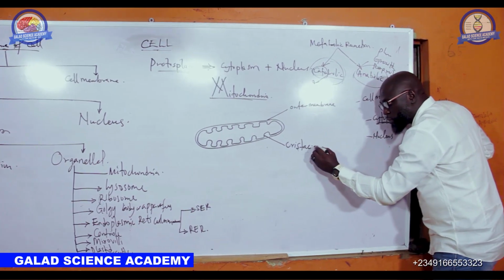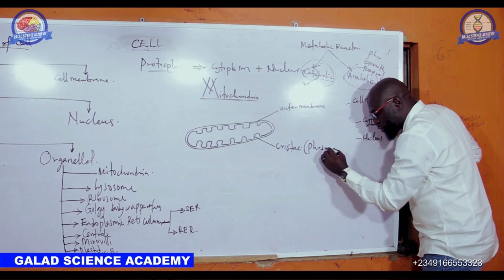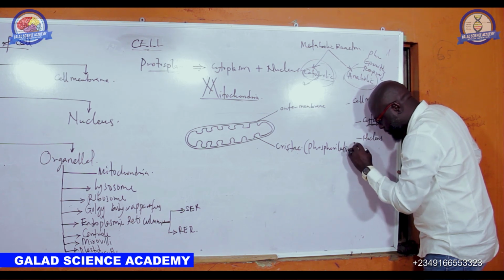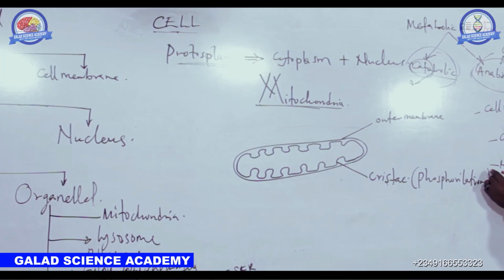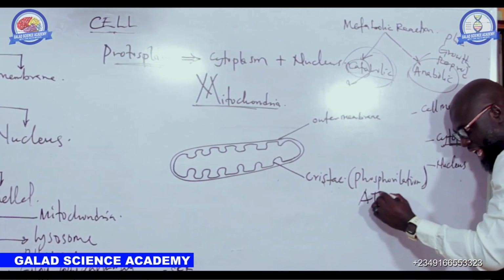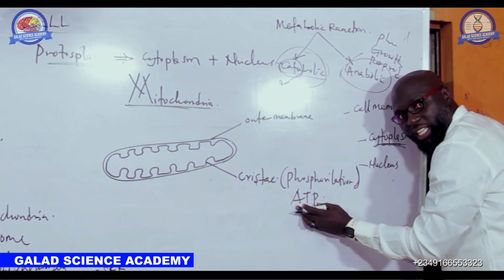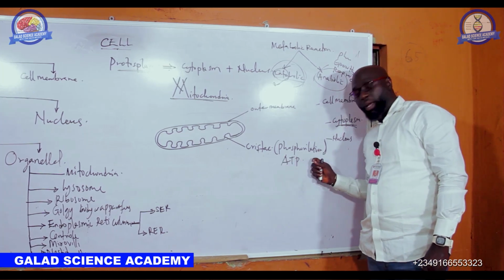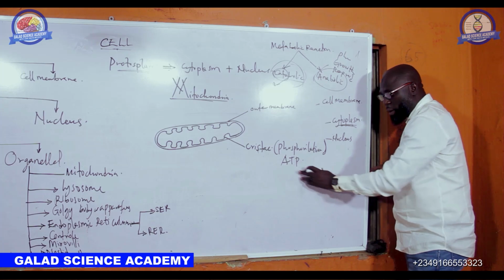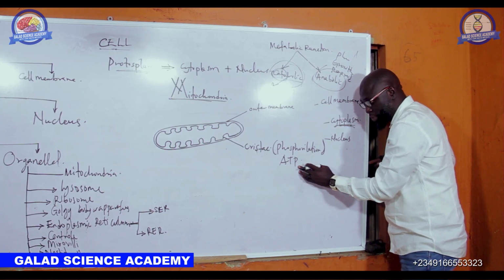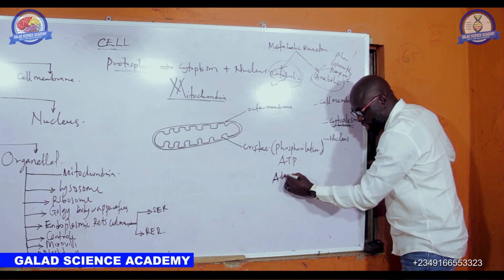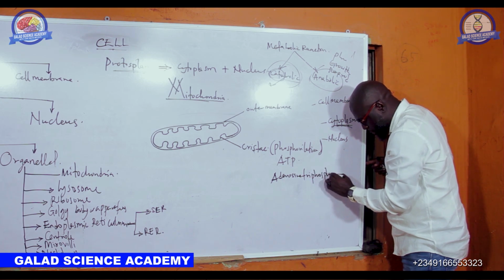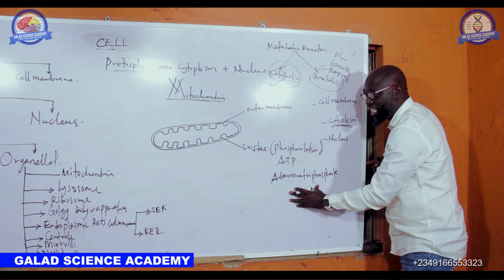It is also used for phosphorylation, in order to produce energy in the form of ATP, adenosine triphosphate. That is, the cristae is used for phosphorylation by producing energy in the form of ATP. ATP means adenosine triphosphate. It is also called the energy currency.